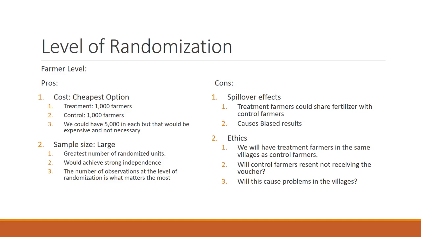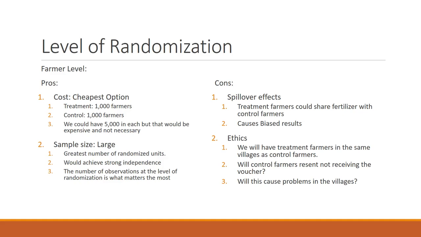And so what are the advantages of randomizing at the lowest level, the smallest level? In our case, the farmer level. One advantage is it's oftentimes the cheapest option. Why is it cheapest? Well, it's because we usually have the largest sample size among that lowest observation. So for example, in this example, our sample has 10,000 farmers and 100 villages. So we have a huge sample size when it comes to farmers. We have a small sample size when it comes to villages.